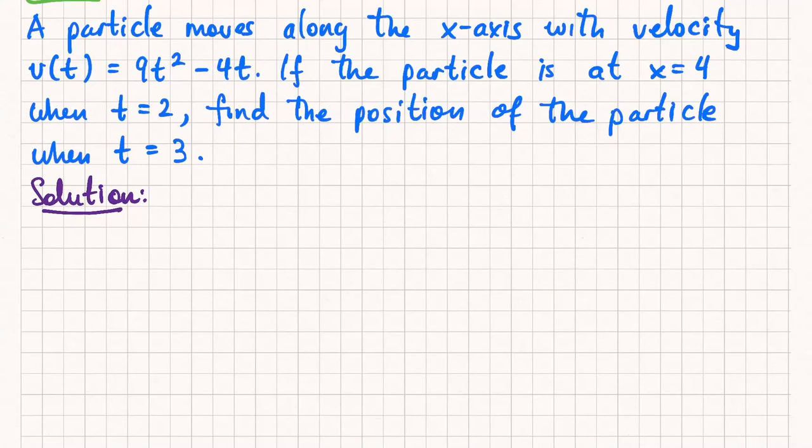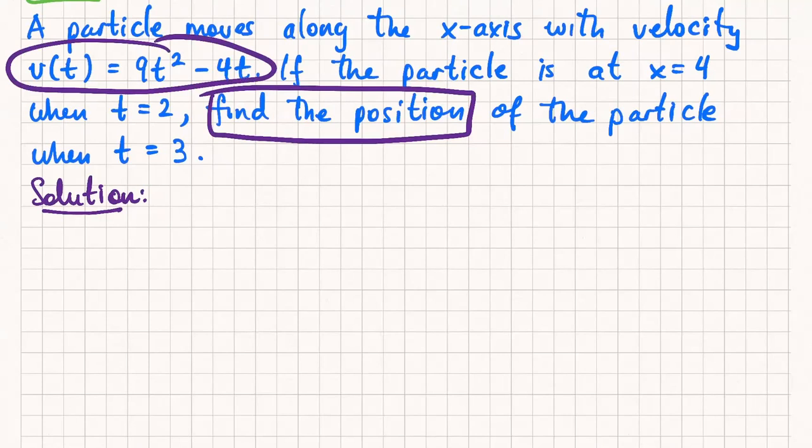If the particle is at x equals 4 and t equals 2, find the position of the particle when t equals 3. So what should we recognize this as? We should recognize this as an IVP, right? The question said, find the position. But what are you given to find the position? First of all, you're given the velocity, which is the derivative. So already you should be thinking, aha, I'm given the derivative of position and I want to find position. That sounds like an initial value problem.